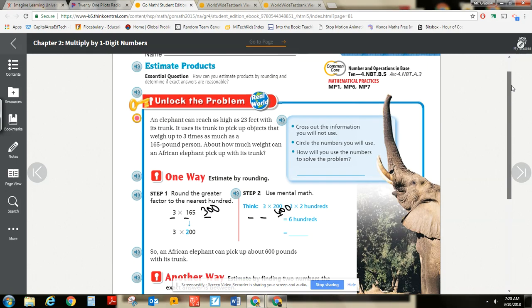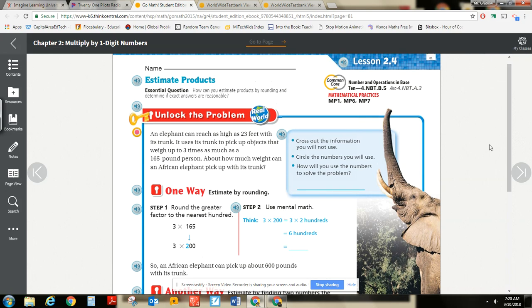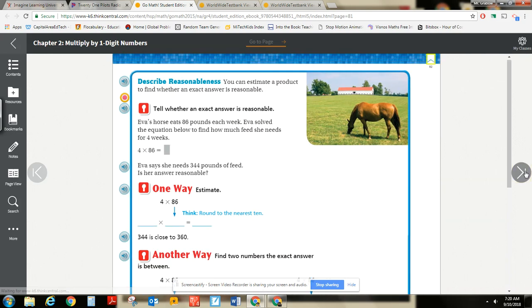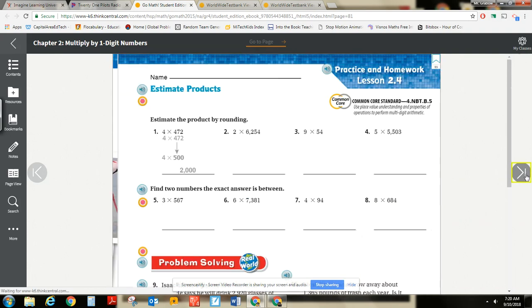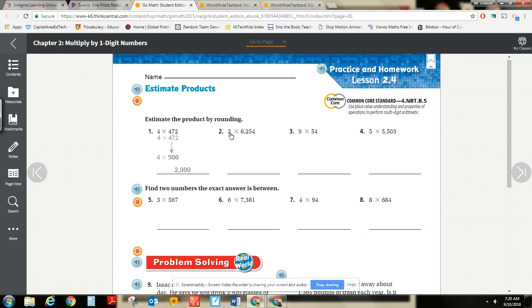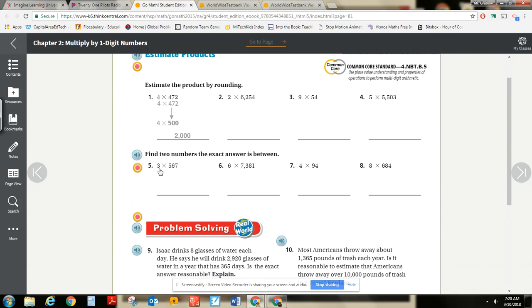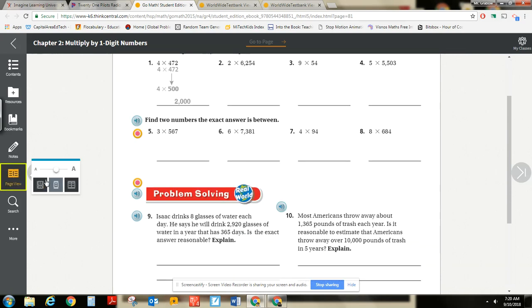All right. So I know this is kind of a lot with the different story problems, but let's take a look at just manipulating the numbers. Okay, just estimating the numbers, and let's take a look at number 5.